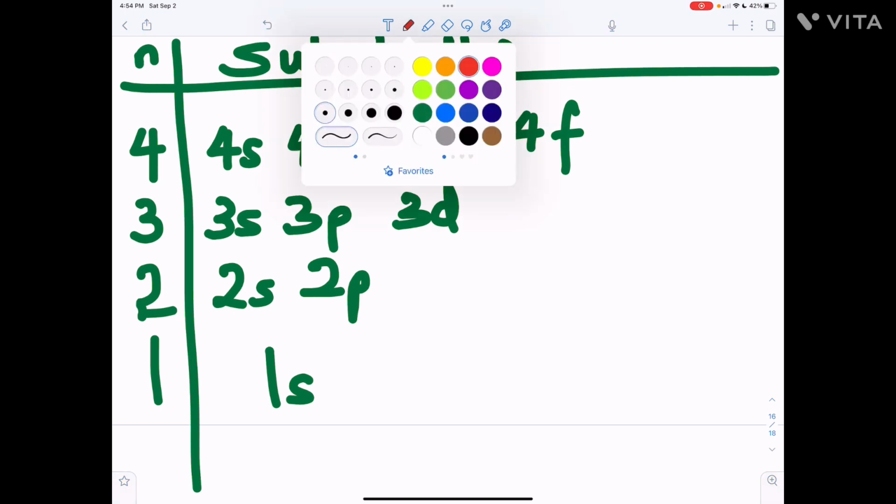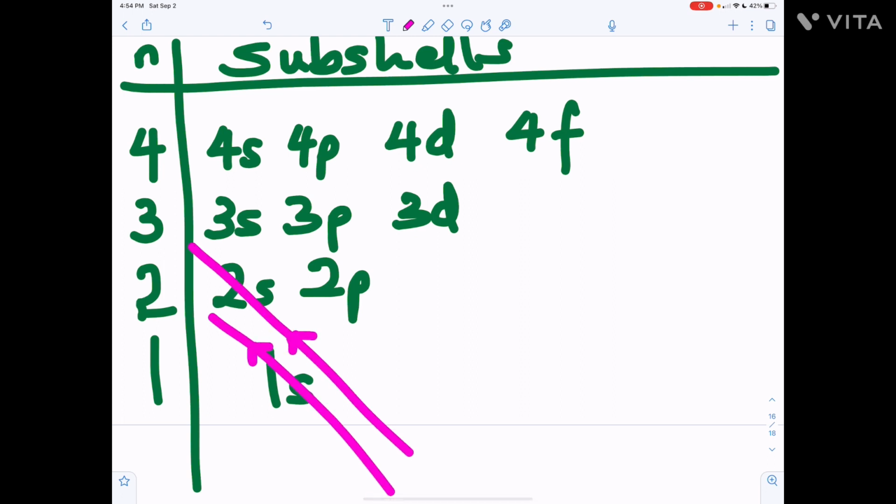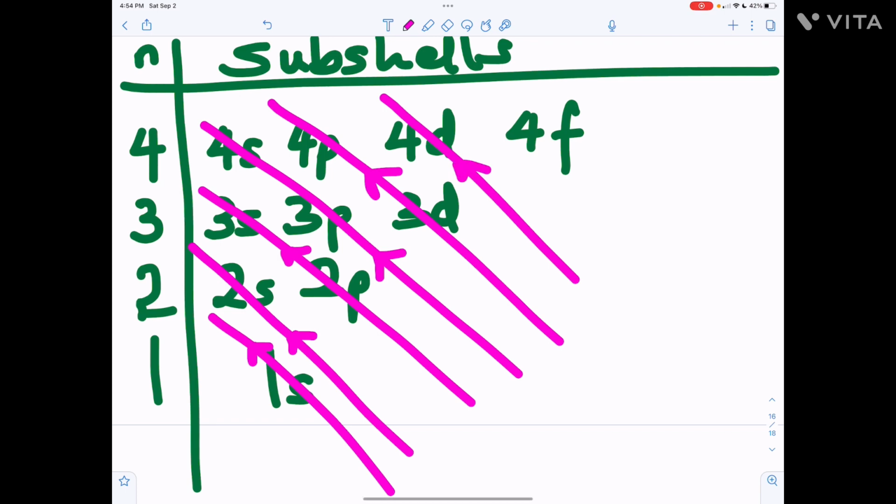Electrons occupy these subshells like this. Can you see my line? Look at the arrows. Use your ruler for yours. Can you see? Electrons occupy these subshells in this order.